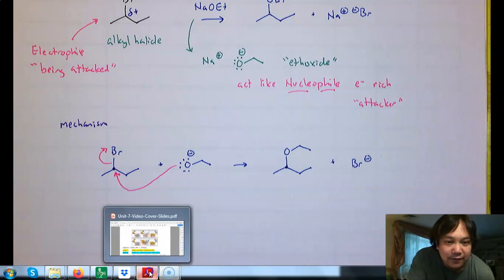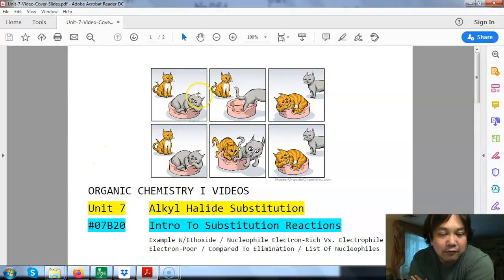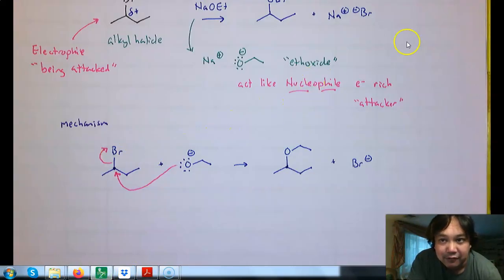Is this reaction following the row 1 cartoon or the row 2 cartoon? The ethoxide comes in and attacks, kicks out the leaving group. It looks like it's the second row. Okay, looks like the second row. In the first row, the leaving group leaves without any help. But here, it looks like the leaving group was forced out. It had help from the orange cat.